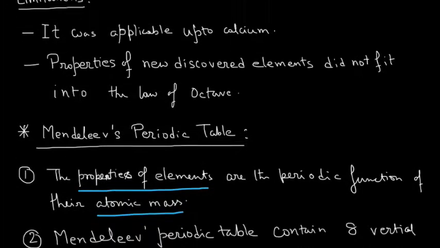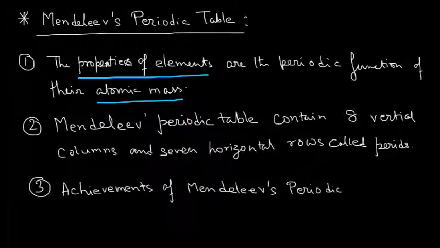After that, Mendeleev came up with a new concept for the classification of elements, known as Mendeleev's periodic table. So what were the main characteristics of Mendeleev's periodic table? First feature: the properties of elements are a periodic function of their atomic masses. Second feature: Mendeleev's periodic table contains 8 vertical columns and 7 horizontal rows. The columns were known as groups and the rows were known as periods.